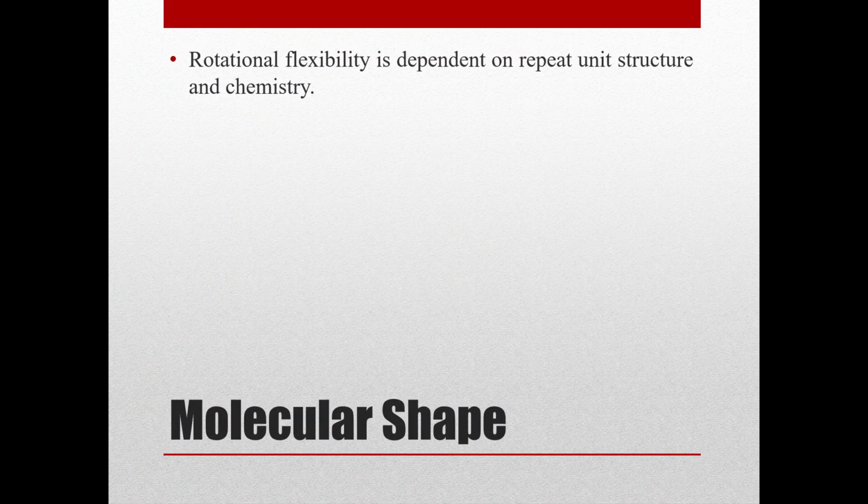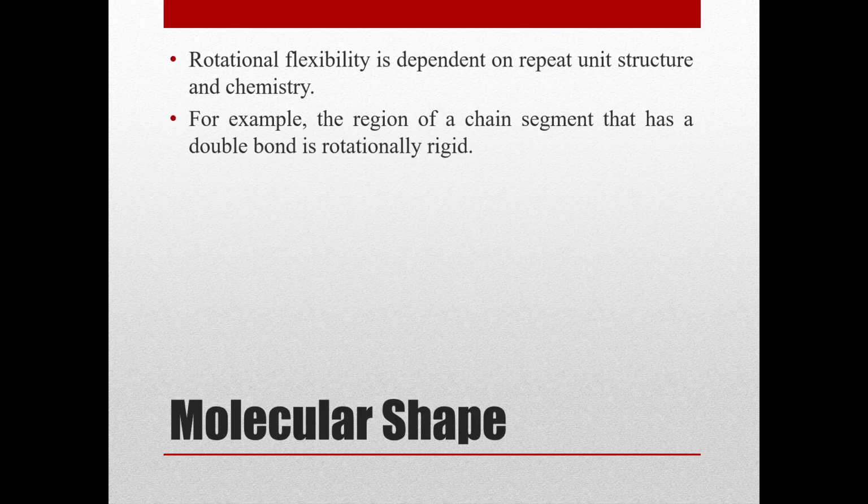So rotational flexibility is dependent on the repeat unit structure and chemistry also. Whether the molecular segments are able to rotate, and how flexible they are, will depend on the repeat unit structure as well as the chemistry of that repeat unit. For example, the region of a chain segment that has a double bond is rotationally rigid. So if there is a double bond in the chain segment somewhere, then that molecular segment cannot rotate around itself or cannot shift or change. So it will remain more rigid in that way.